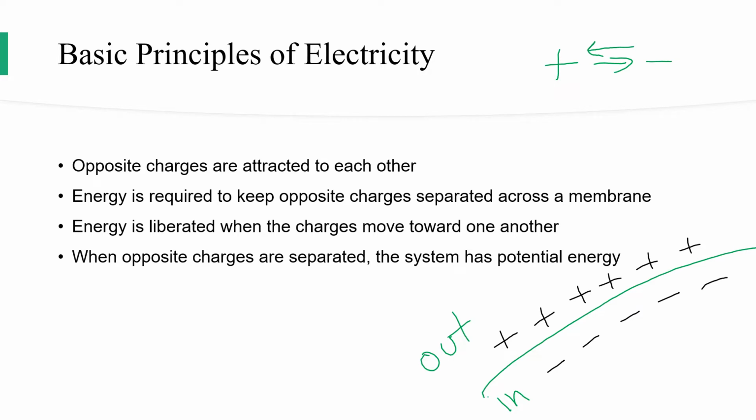And so if you can create this kind of difference in charge from outside to inside, you have a system that has a lot of potential energy. And this potential energy is going to then be used to propagate a signal from one place to another in the neuron and then ultimately to the muscle.